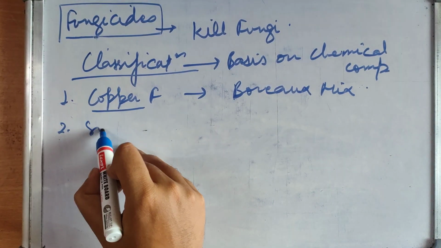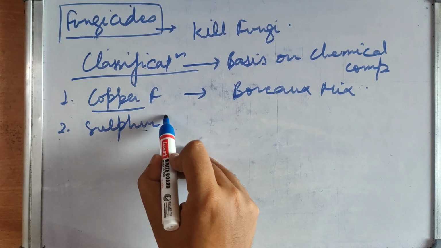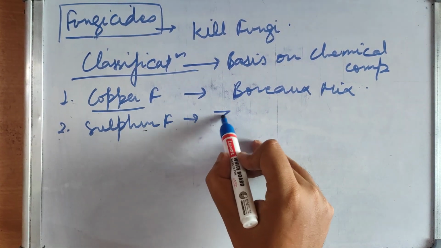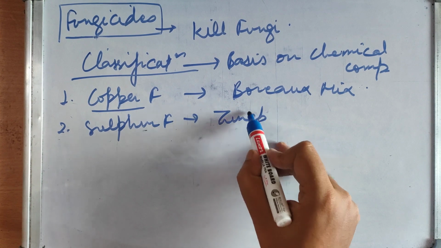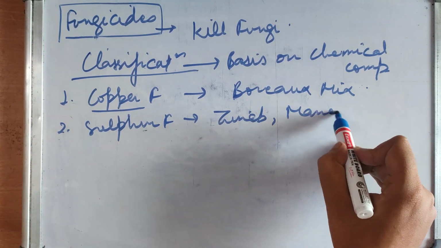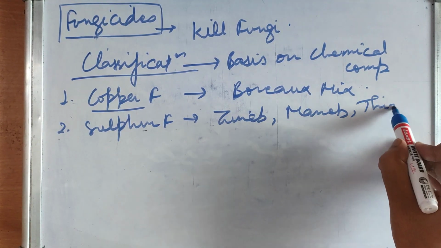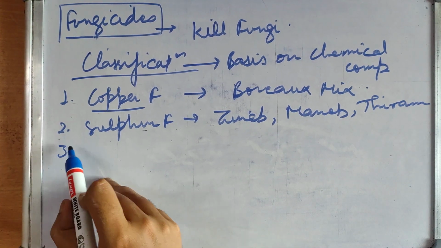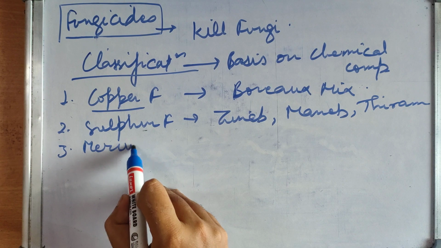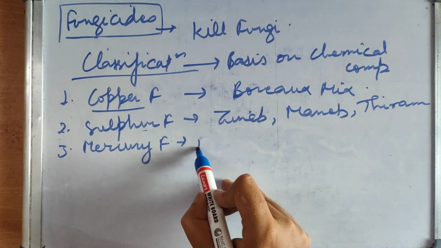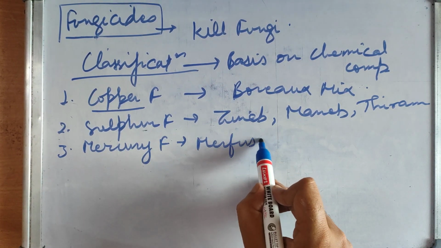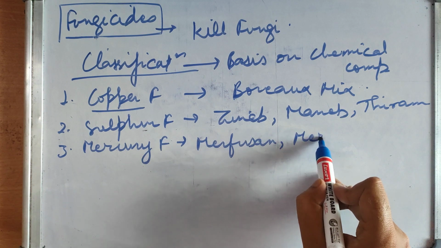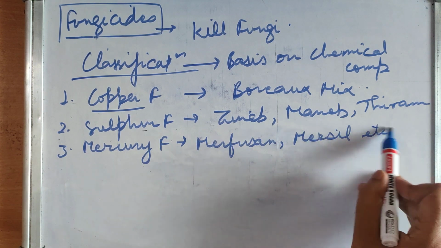Second one is sulfur fungicide. For example, we have Zineb, Maneb, Thiram. These are all sulfur fungicides. Third one is mercury fungicide, that is presence of mercury. These are Merfusan, Mercil, etc.